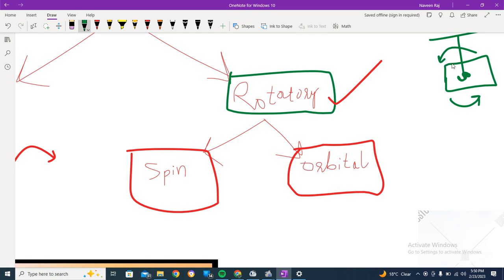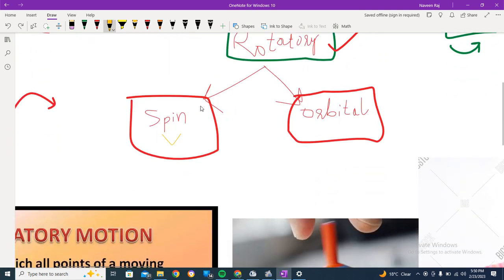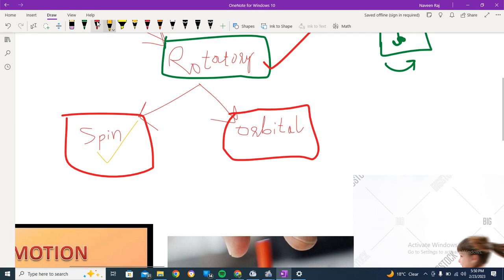So in this diagram the body is hanged, and the axis of rotation is fixed, like the axis of rotation is not moving from this point to that point. This is fixed, so this is spin motion. The form of motion in which the axis of rotation is the same is termed spin motion. But we will look into diagrams and examples in some time.